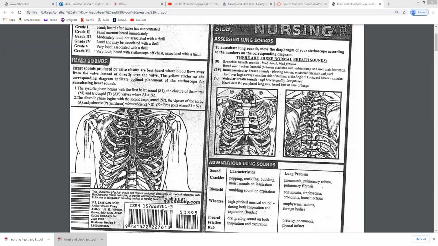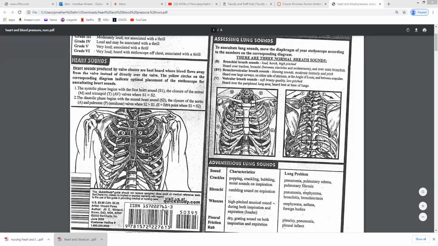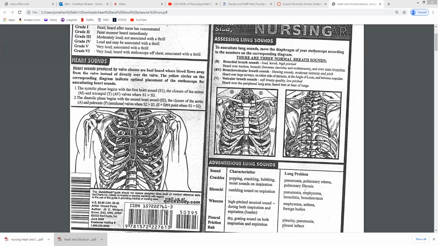Then you move your stethoscope down to the fourth intercostal space on the left, and that is where you pick up on the tricuspid valve. So T is for tricuspid valve. Now that's not where the valve is physically located. That's just where you hear the sound of that valve. Fourth intercostal space on the left.